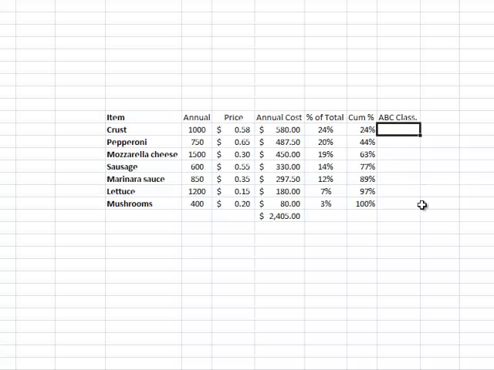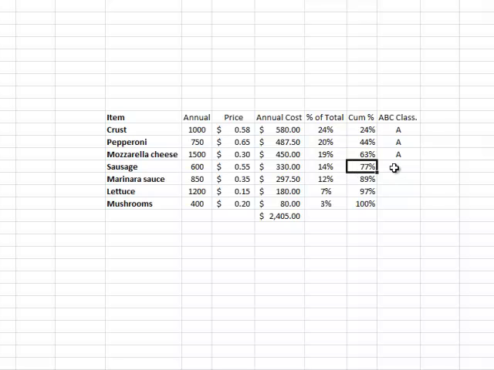So the ABC classification. By definition, the first item is going to be an A item. And the second item, its cumulative is 44%. So we're looking for about 60% as our cutoff. Now the third item, the mozzarella cheese, its cumulative percent is 63%. Now students, this is not a precise science, and there's a certain amount of judgment involved. I'm going to call that an A item. So the first 3 items are the A items.